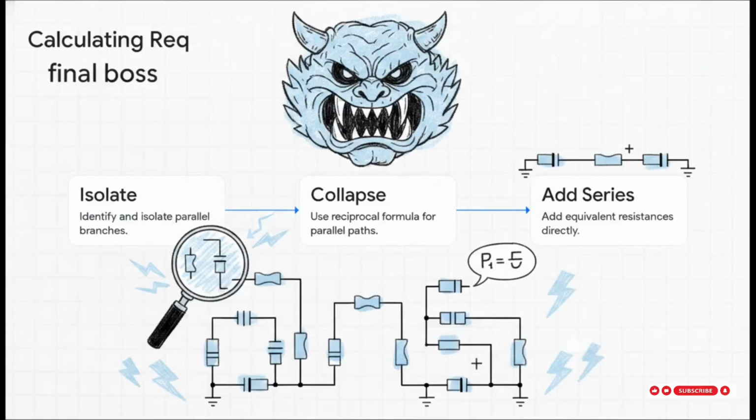So, how do we actually beat this final boss? By treating the math like a step-by-step puzzle. You always work from the inside out. Step 1. Identify the parallel branches. Step 2. Collapse those parallel paths. Say you have two 10-ohm resistors in parallel. Using the reciprocal formula, 1 over total R equals 1 over R1 plus 1 over R2, they mathematically collapse into a single 5-ohm equivalent. Step 3. Simply add that new 5-ohm equivalent directly to any remaining series components. You're just breaking the scary diagram down into easy logical chunks.